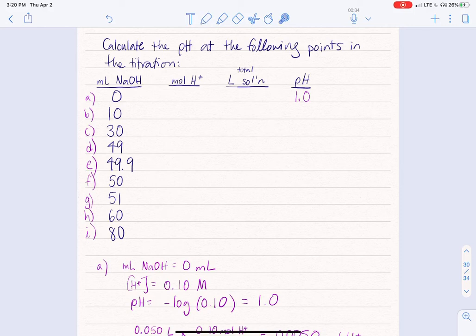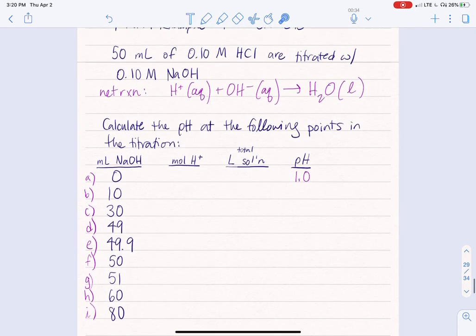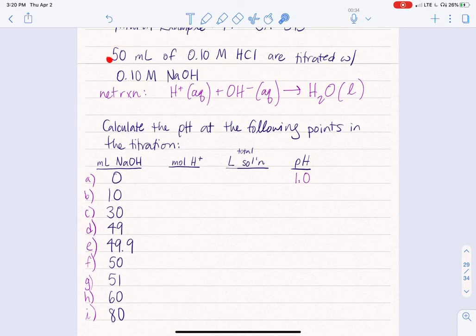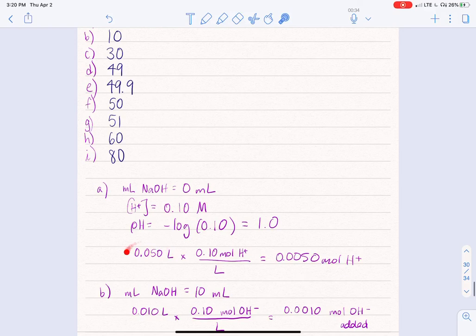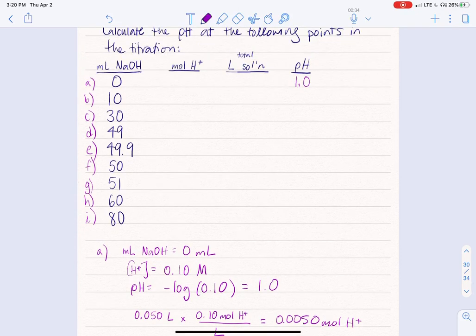Now, I also want to fill in the number of moles of protons that I have at this point in the titration. And the reason I want to do that is because it's really going to help me in the next part of the problem. So to figure that out, I take the volume and I multiply it by the concentration of the HCl that I have. So 50 milliliters or 0.05 liters times that molar concentration tells me that I have 0.005 moles of protons to start out with. So that's the number of moles of protons that I'm starting out with.